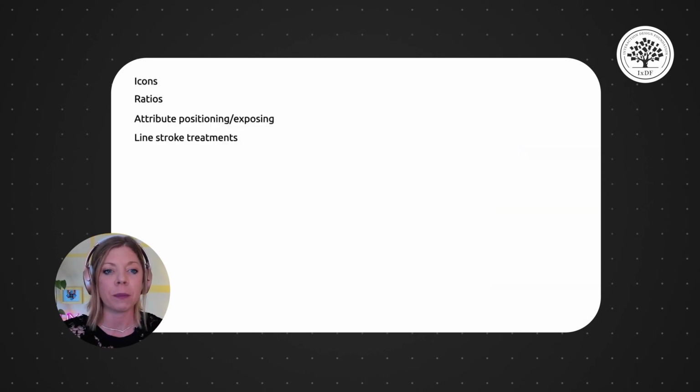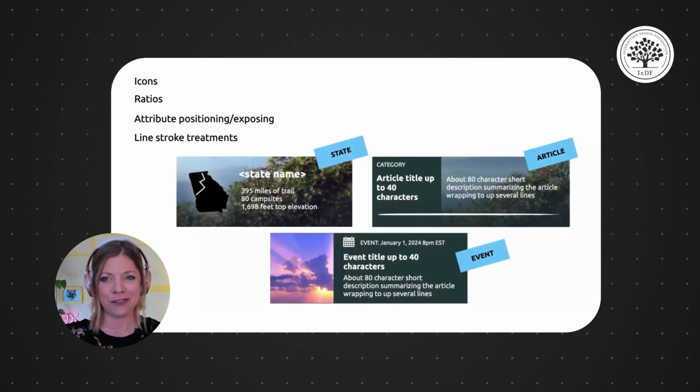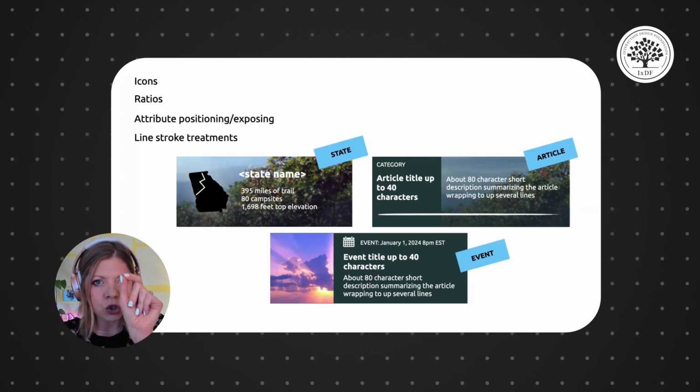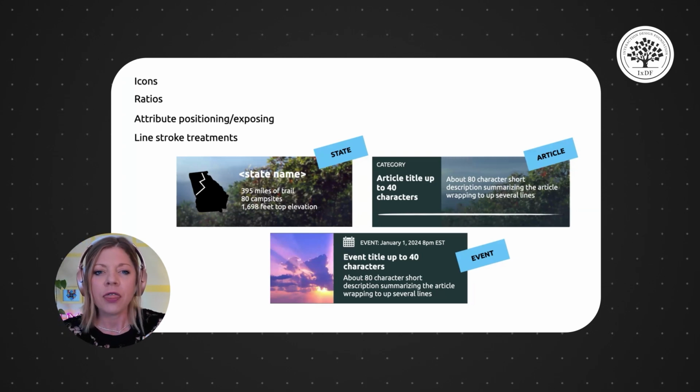We can remove this masking by icons, ratios, attribute positioning, line stroke treatment. There's a whole host of things. Now, I'm not a visual designer, so don't judge my visual design, please. But hopefully you get the idea here on how I can show, not just tell, what the difference between these things are, okay? I love my little state with the little trail going through it, okay? That would take a visual designer maybe 90 minutes or something to make that for all the states that the Appalachian Trail goes through.